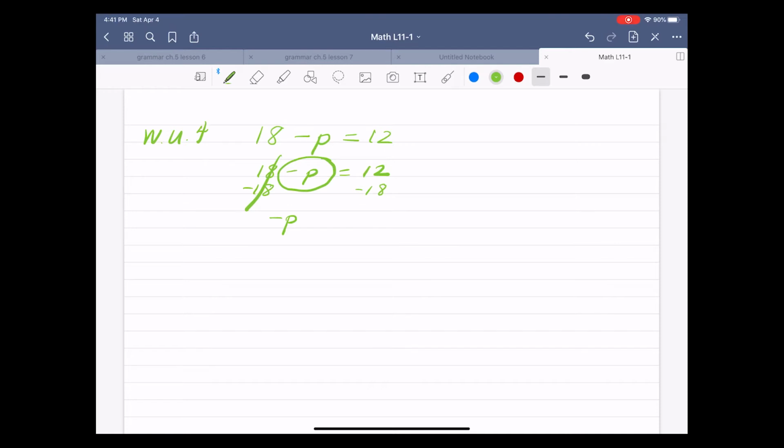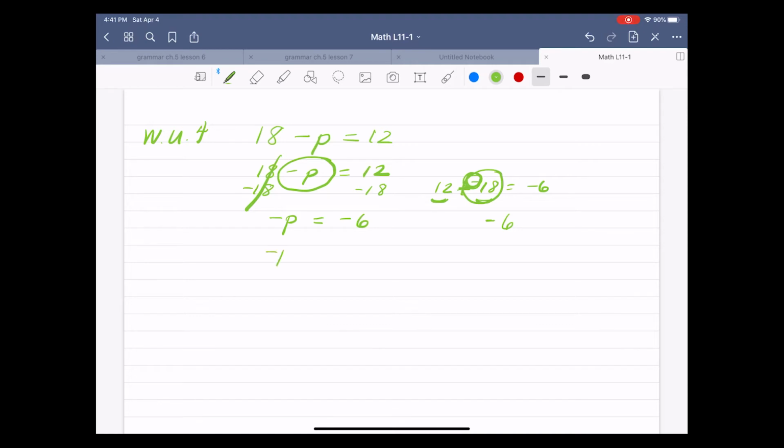18 minus 18 is 0. Negative p equals -6. 12 minus 18 equals -6. Remember, when we subtract, it's like saying 12 plus a -18. All right. What's the difference between 12 and 18? The difference is 6. Then we take the sign of the number that appears larger. We know that -18 is smaller than 12, but it looks bigger because it's the number 18. So that's the sign that we're going to keep. So our answer is -6.